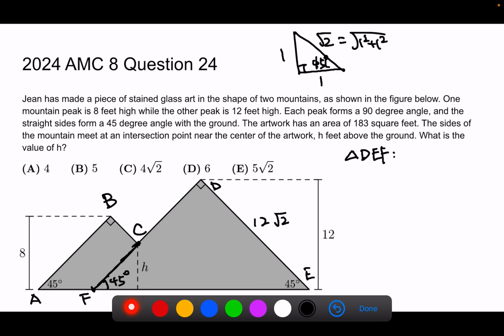So the area of triangle DEF, which is a notation you can use for the area of this triangle, is going to be a half times 12 root 2 times 12 root 2. So you will find this is equal to 144.